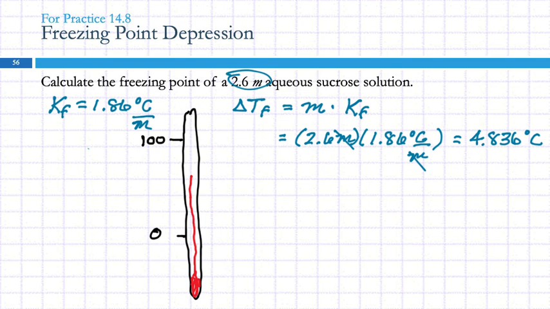Well, where does water usually freeze? At 0, right? So that's the normal freezing point, and this is the freezing point depression. So the temperature is going down that much. We need to go down 4.836. So the new temperature is negative 4.8 degrees Celsius. So a 2.6 molal aqueous sucrose solution will freeze at negative 4.8 degrees.